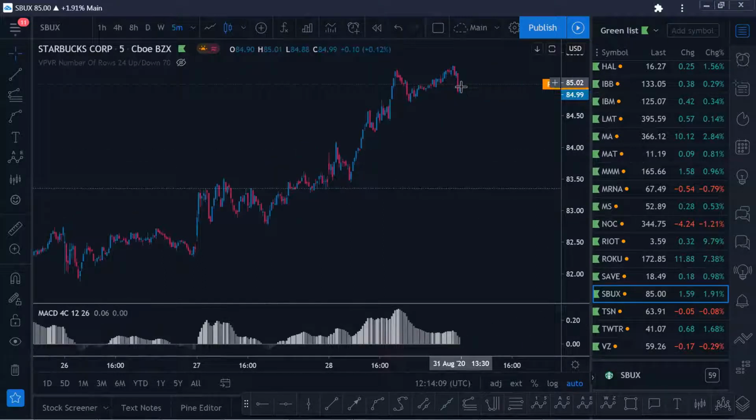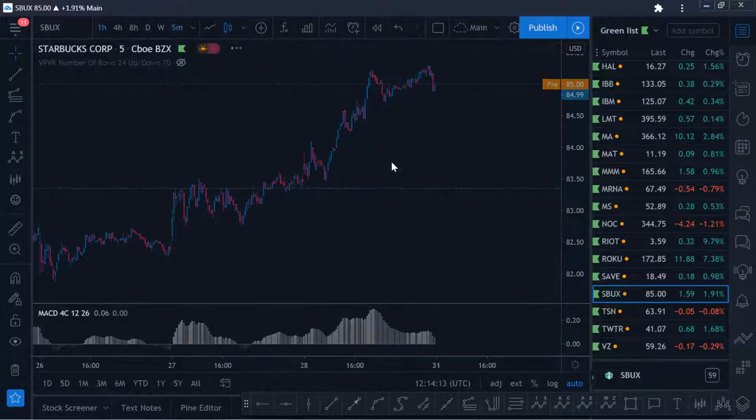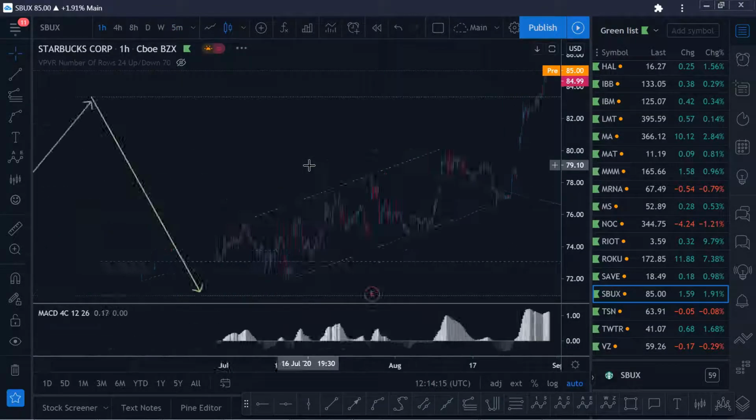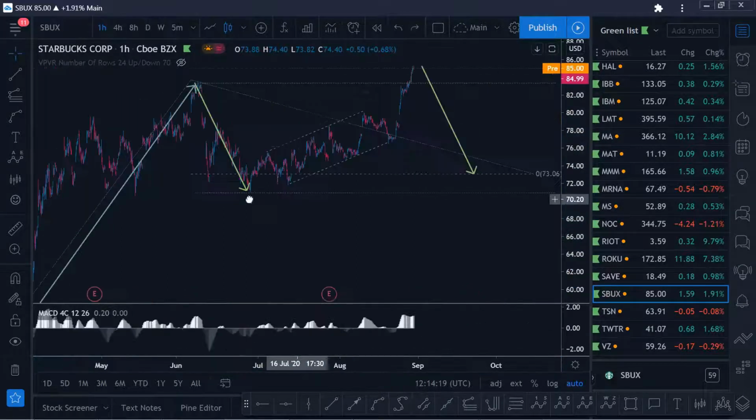Momentum's dying off. Maybe one last push higher, given this little 5-minute structure. But I do like it to the downside, and a nice long trade following that. So I like it down and I like it up.